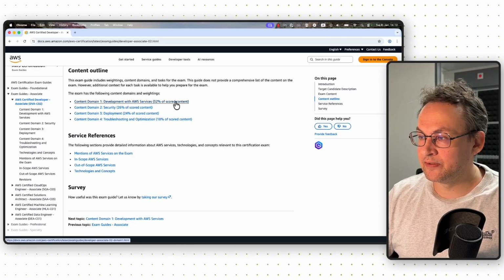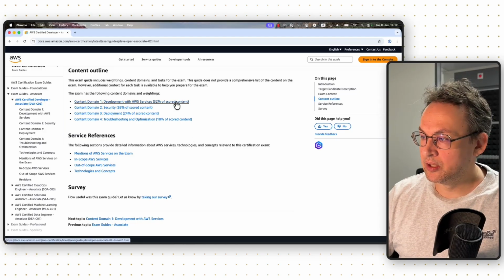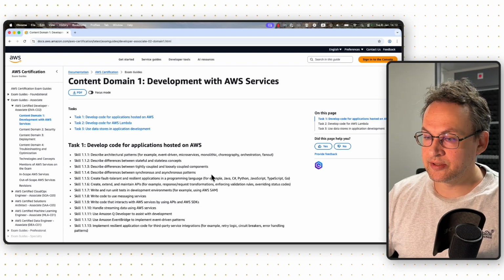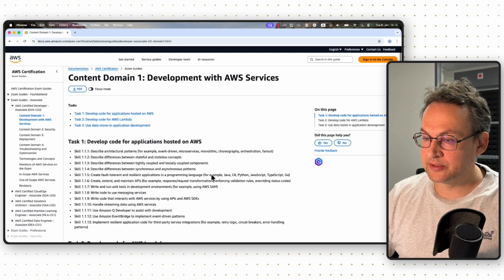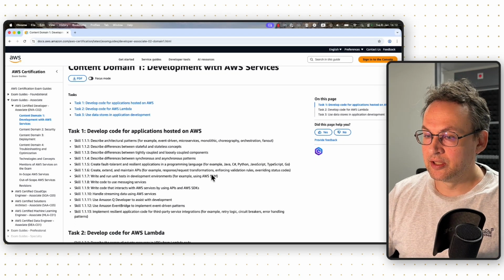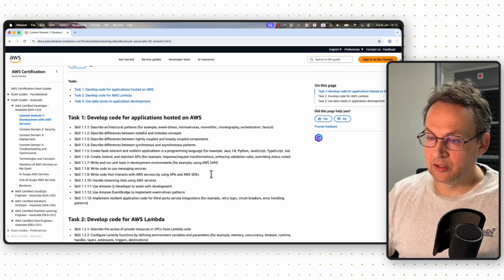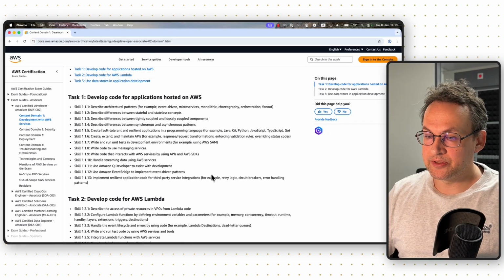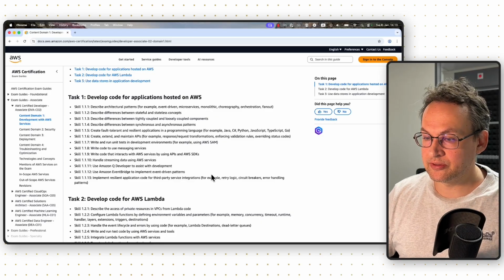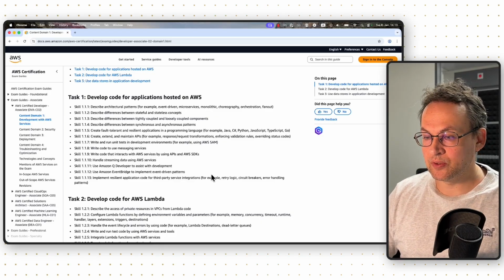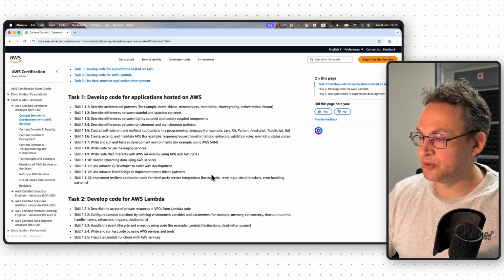Domain 1, development with AWS Services. This is 32% of your exam, the biggest chunk. It's about writing code that uses AWS. Think Lambda functions, DynamoDB tables, API Gateway, S3 operations. This is where most people struggle because it requires you to actually understand how the services work together, not just what they do individually.